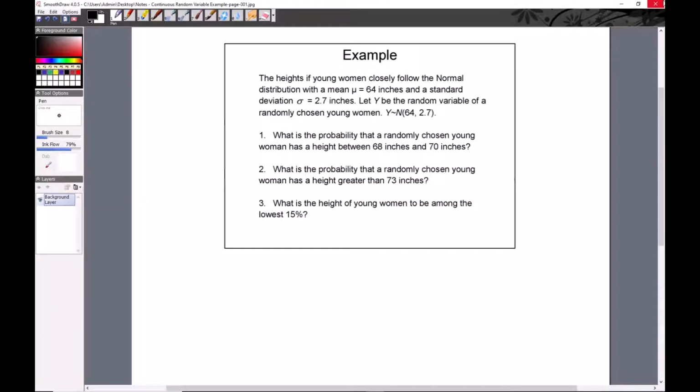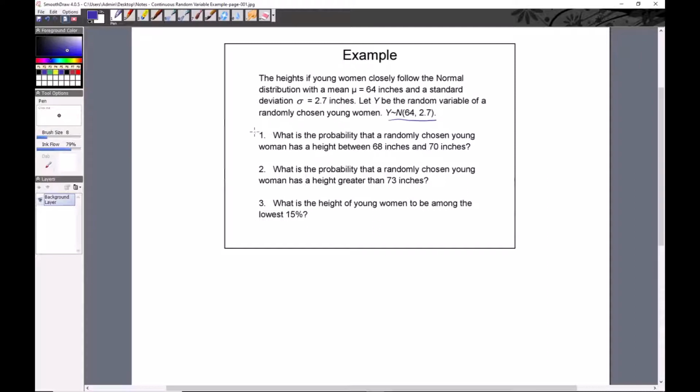All right, so I'm referring to this page. We're talking about heights of, it says if, you read it 100 times and you don't ever see the typo, but hey, there it is. So the heights of young women closely follow the normal distribution with a mean mu equals 64 inches, standard deviation sigma 2.7 inches, and that's listed here as random variable y. And you can see that because we wrote it out in the usual notation.